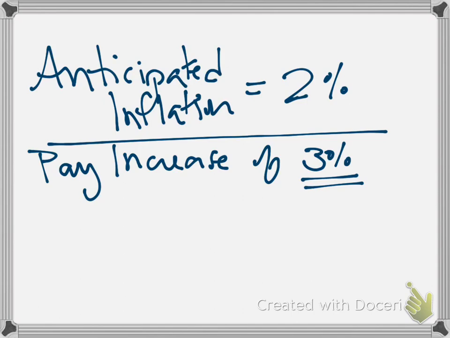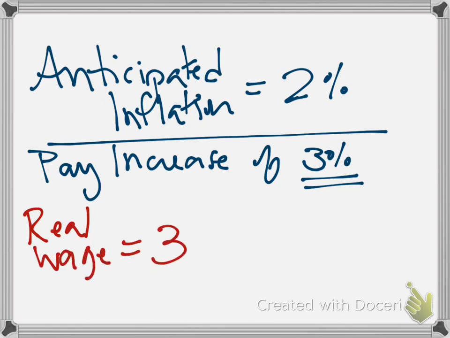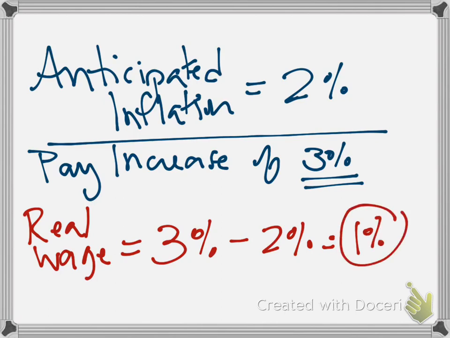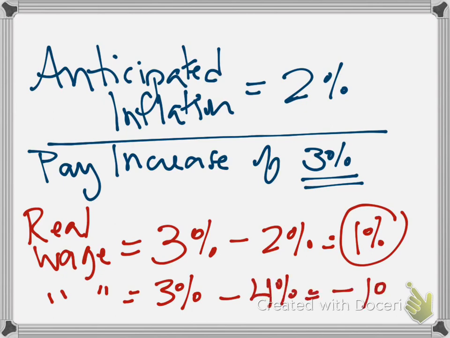And so we'll calculate here their real wage. Their nominal wage saw an increase of 3%. Let's say that inflation is what we thought, right? It's 2%. Well, then the worker does indeed get a 1% bump on their real wage. But what if inflation ends up being 4%? Well, then they've actually lost 1%.